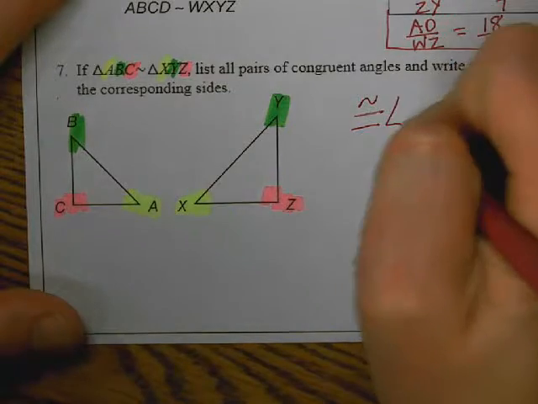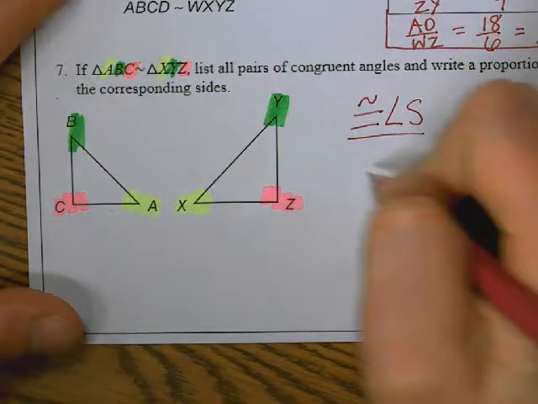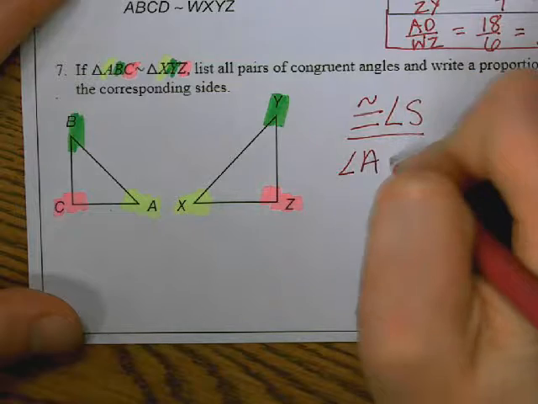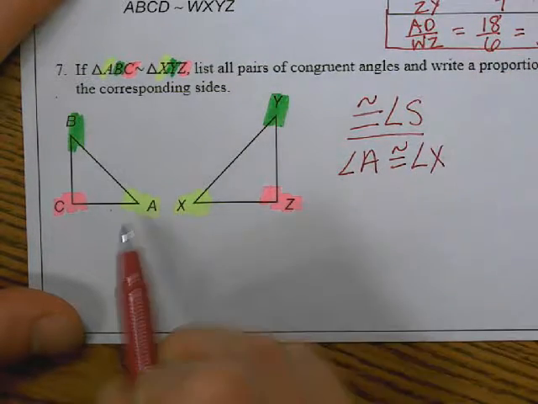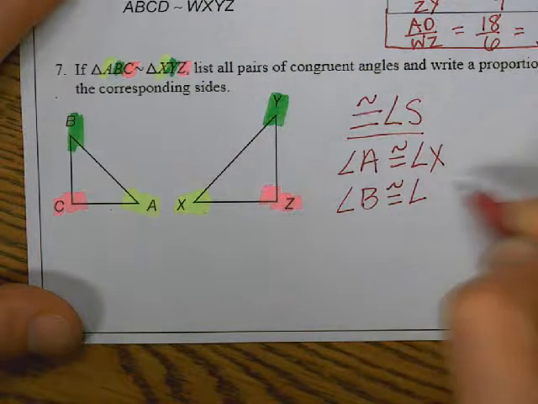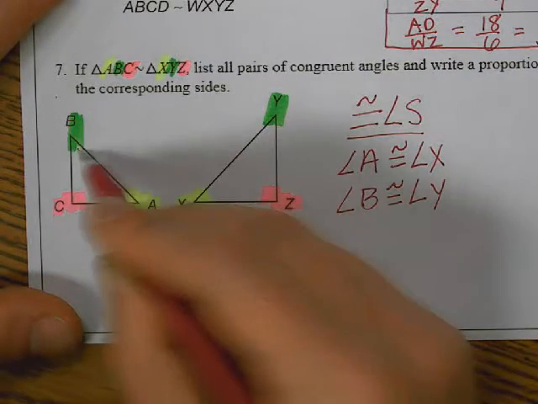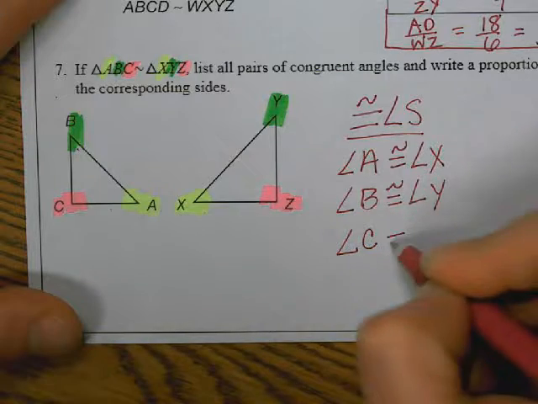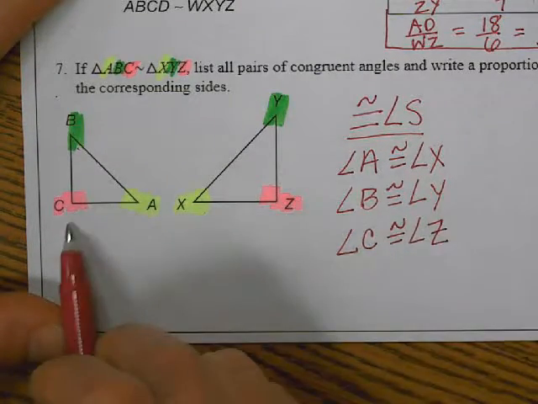So our congruent angles are, angle A is congruent to angle X, because they're both yellow. Angle B is congruent to angle Y, because they're both green. And angle C is congruent to angle Z, because they're both pink.